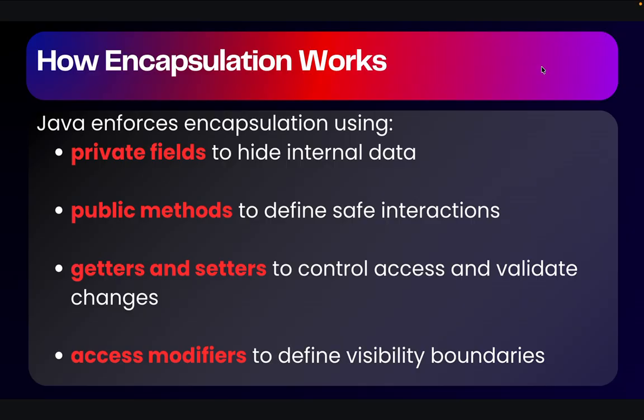So encapsulation is enforced using private fields, public methods, getters and setters, and access modifiers. Your private fields are used to hide the data. Your public methods allow other code to use those methods, which define your safe interactions. Your getters and your setters are access control, but they also ensure that your data is valid. And you have your access modifiers, which allow your data or your methods to be visible to other areas.